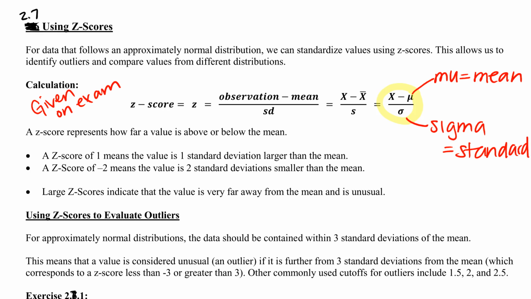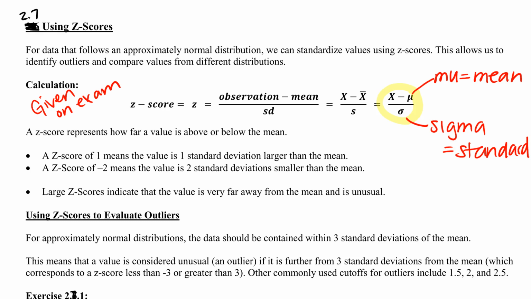What exactly a z-score does is tell us how far above or below average someone or some value is for its distribution, in terms of standard deviations. So you can see here a z-score of 1 means you're one standard deviation larger than the mean. This is very useful when we're comparing two things from different distributions.